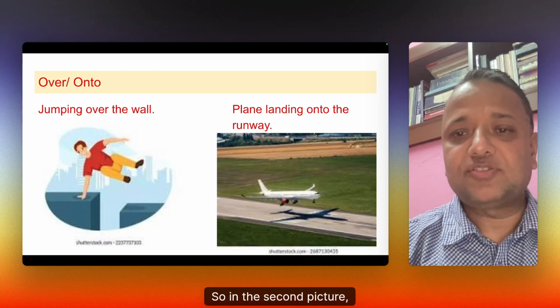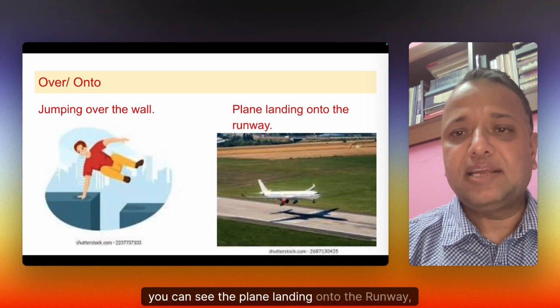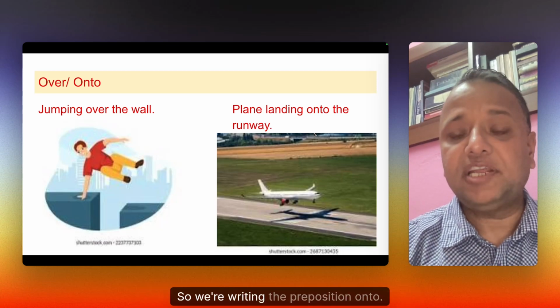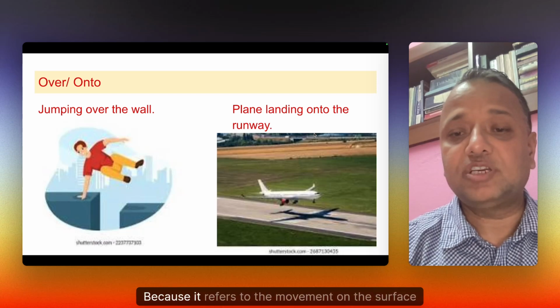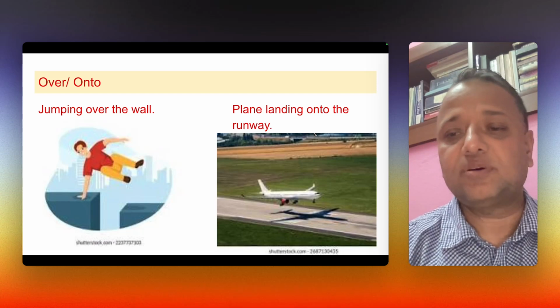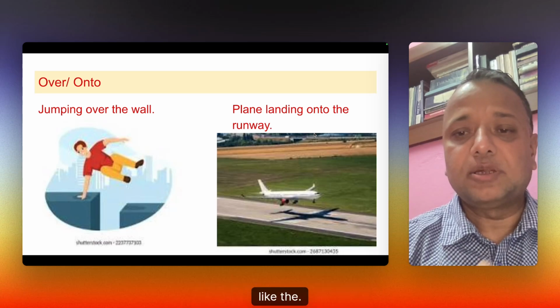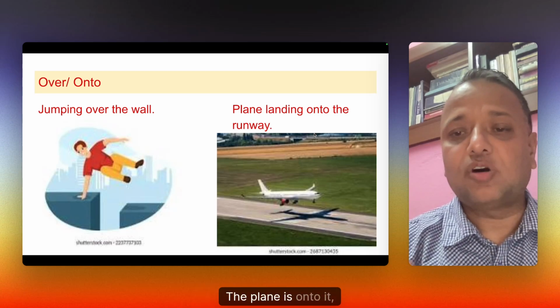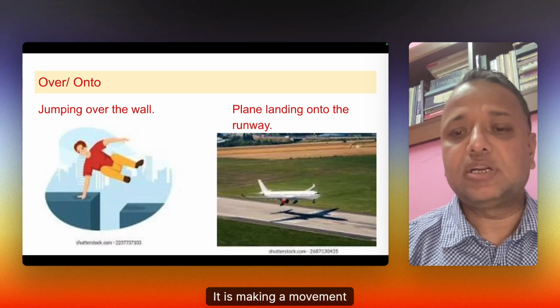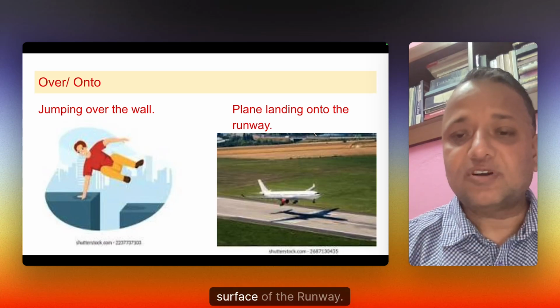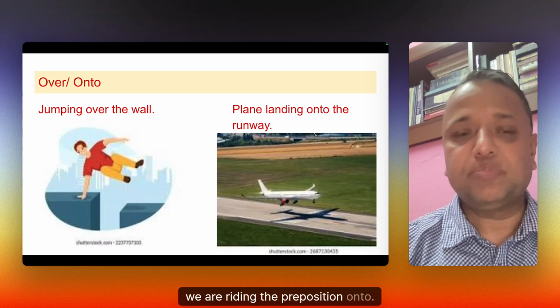So in the second picture, you can see the plane landing onto the runway, right? We're writing the preposition onto because it refers to the movement on the surface of something. Clear? So in relation to the runway, where is the plane? The plane is onto it. It is making a movement on the surface of the runway. Therefore, we're writing the preposition onto.